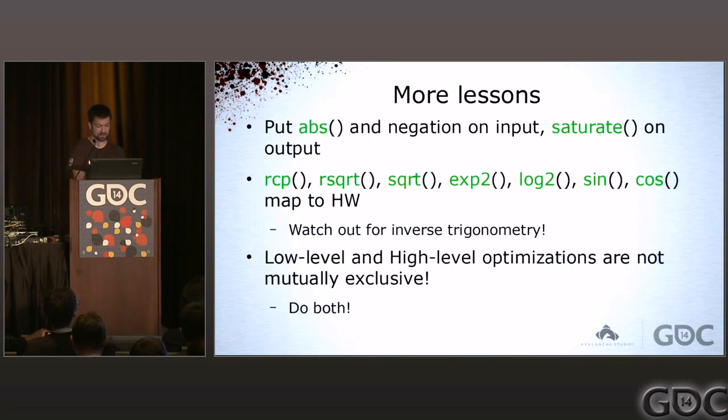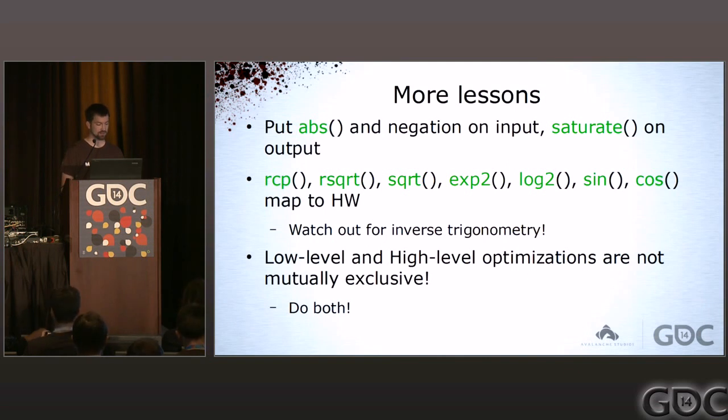Other lessons: if you do absolute value or negation of values, these should be on the input operations, while saturation should be on the output. These are just modifiers on instructions, so they are free if they happen in the right place. If they don't, they will cause another mov instruction to be inserted.